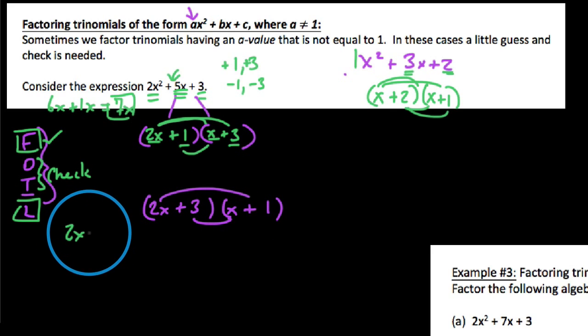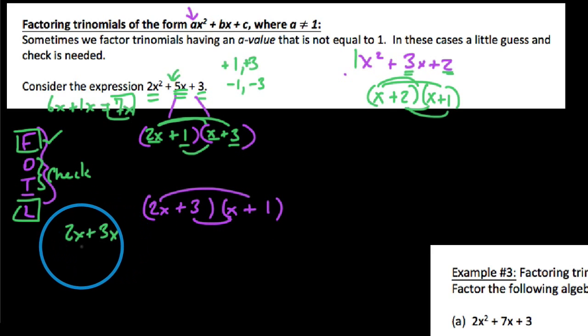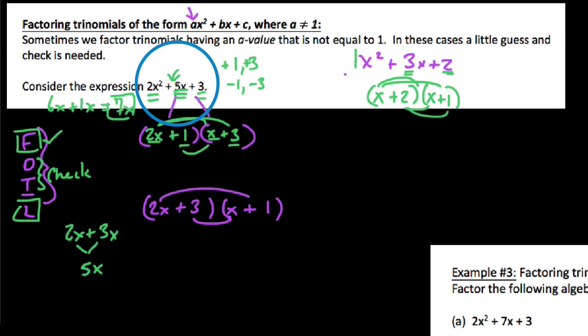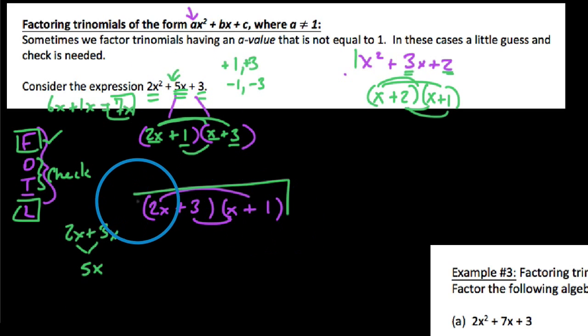And I would get 3 times an x, which is a 3x. So if we FOILed this out, these two would add up to be a 5x. And that is indeed the term we have here in the middle. So this would be our factored expression.